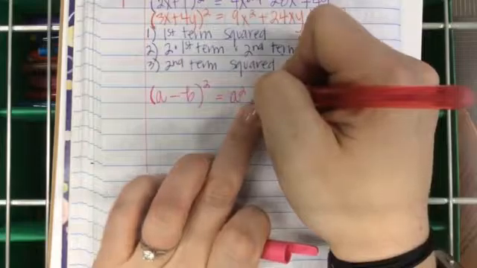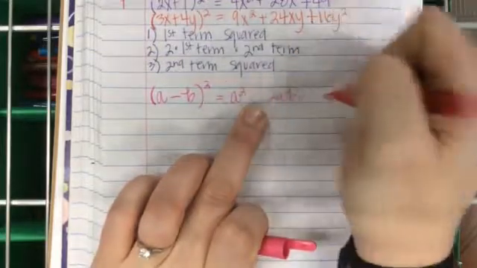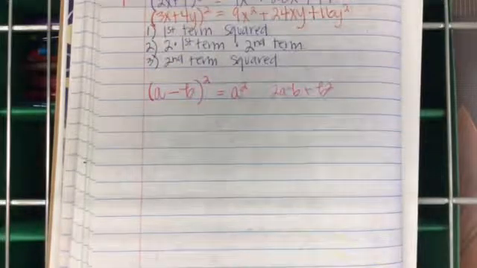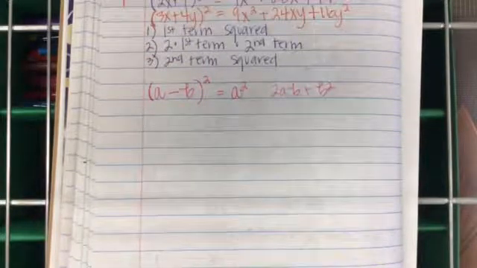I'm going to leave this blank right here and put 2ab plus b squared. Why? And I'll show you why in a second.